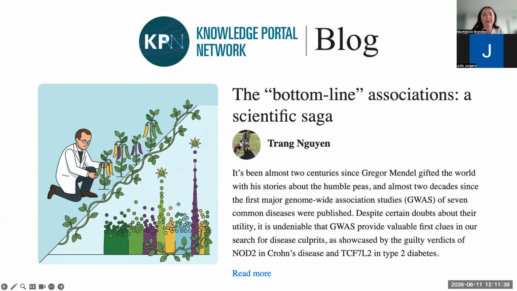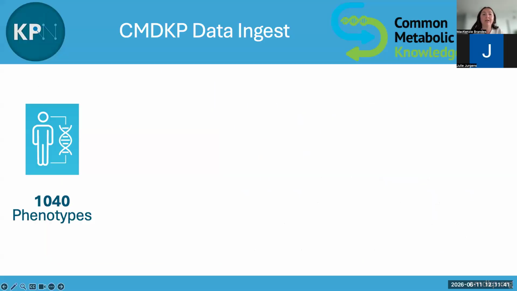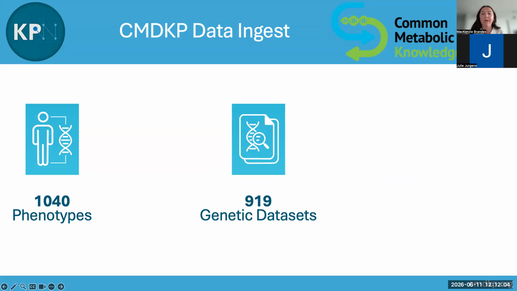So next, I'm going to be talking a little bit about our data ingest across our portals. In this latest production release for the Common Metabolic Diseases Knowledge Portal, we have 1,000 phenotypes. Here we've added 90 new ones to make that total 1,040. As part of this as well, we have added 146 new genetic data sets for a total of 919.